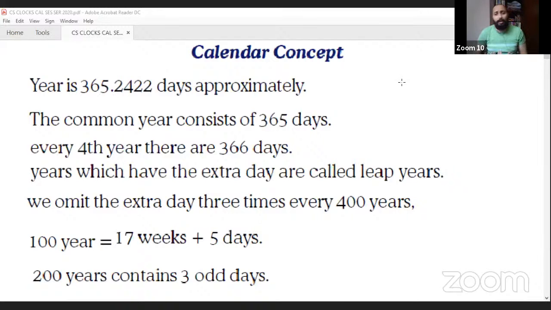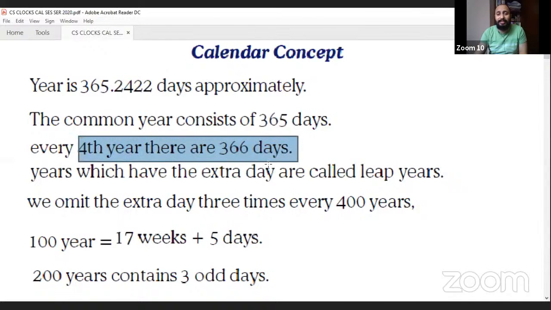But in a calendar we can't represent the 0.2422, so in a common year we take 365 days. And this 0.2422, if I add it 4 times, it will be almost equal to 1, but not exactly 1. So on every fourth year, I will put in an extra day, making it 366 days. That extra-day year is called a leap year.